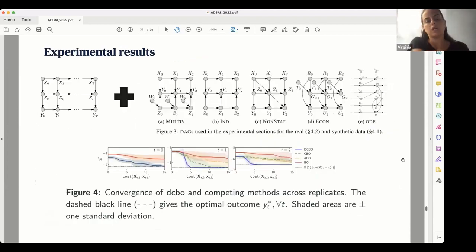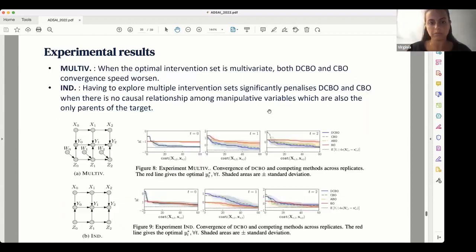And we've tried these algorithms in multiple settings where, for example, we have multivariate interventions that are optimal, where we have no causal relationship across the nodes, across the inputs, where we have a non-stationary graph that changes over time. For example, in this non-stationary case, we have Y2 that has parents Z1 and Z2, but Y1 only has Z1, so there's a change where the functional relationships are changing, and so on and so forth. And we found DCBO to be a good choice, consistently outperforming all the other methods across different examples.